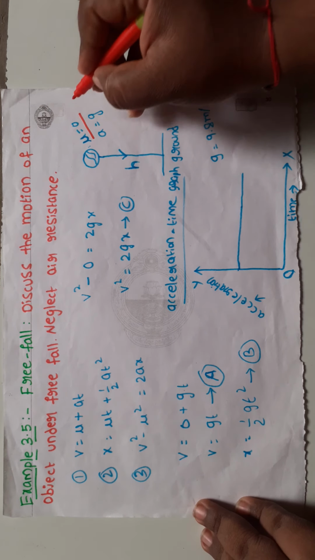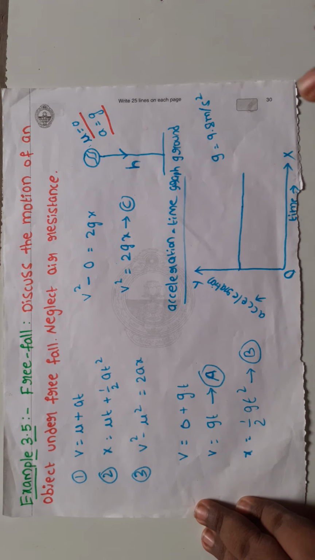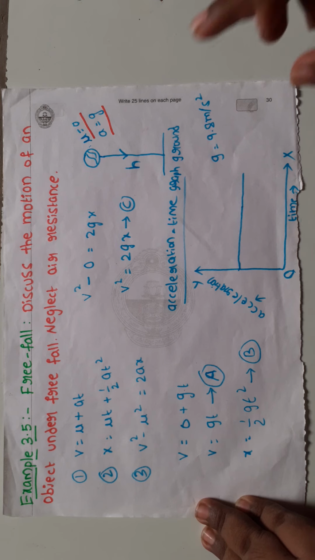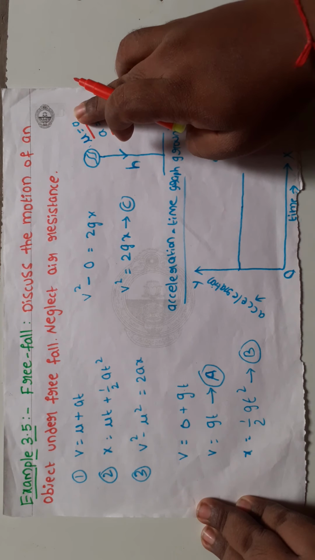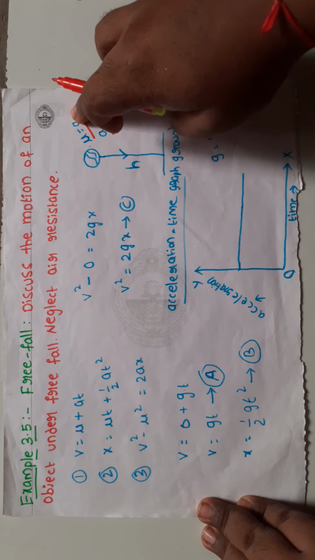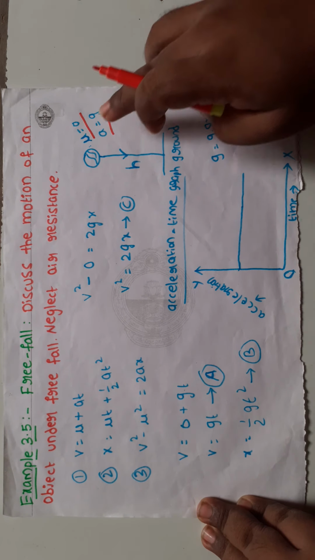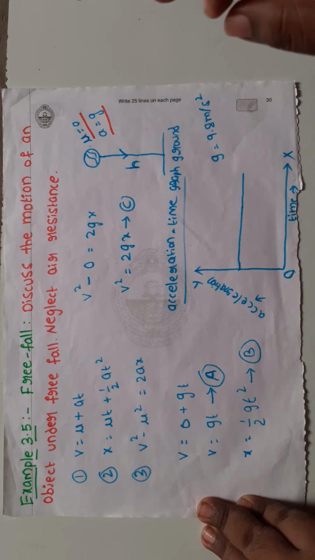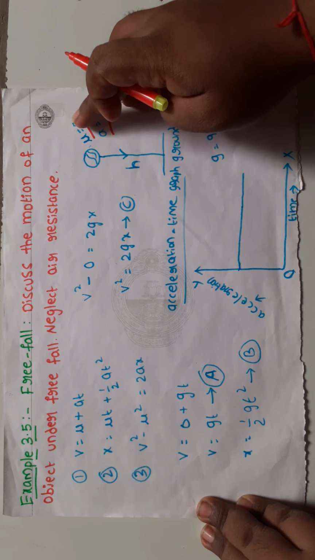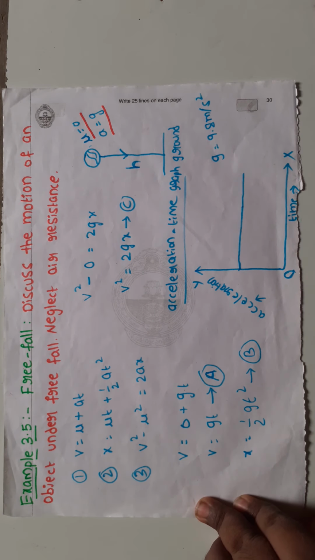These are the main key points in the free fall motion of an object. The initial velocity of the object is always equal to 0. These two conditions are very important in free fall motion. Depending on these two conditions, we can decide whether the object is in free fall motion or vertically projected.